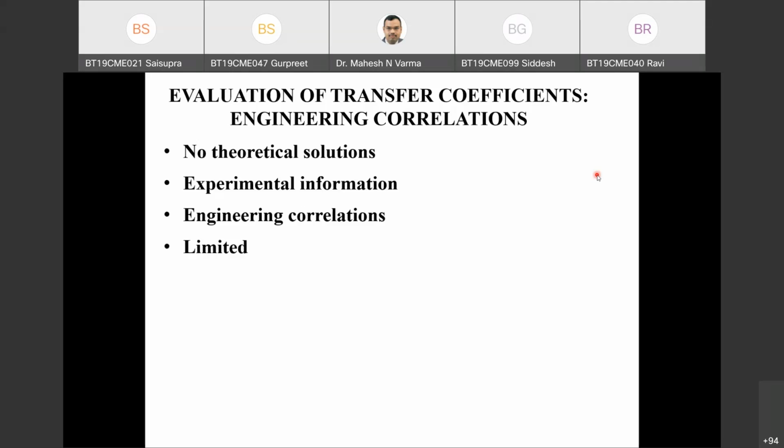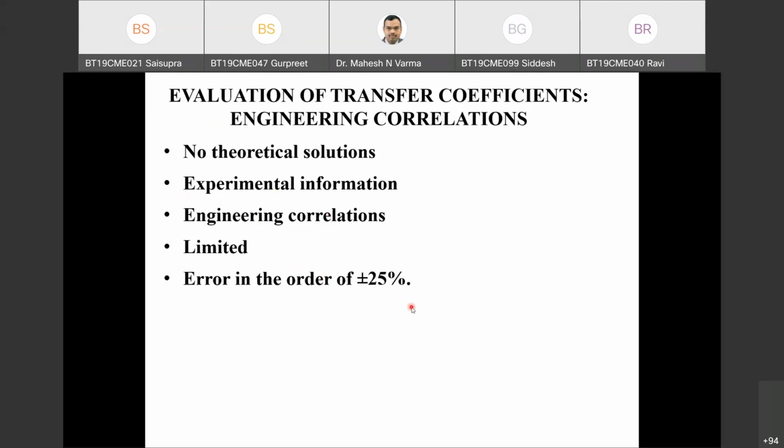And whenever you are using this engineering correlation, you must know the limitation of that engineering correlation, because these engineering correlations are derived using experimental observation, and the limiting value of the experimental observation is nothing but the limitation of this engineering correlation. So it is limited to given parameters. That is also very important along with the engineering correlation.